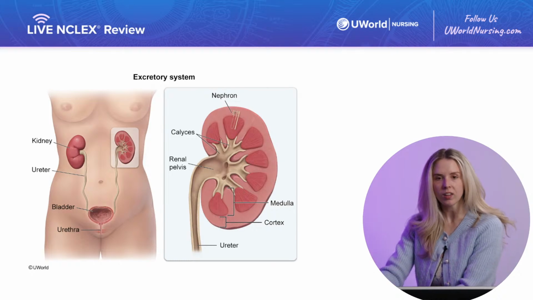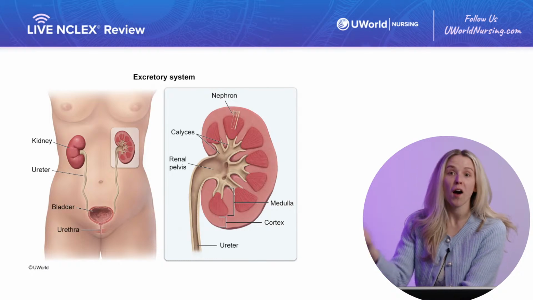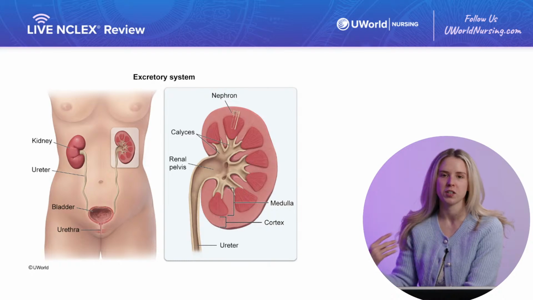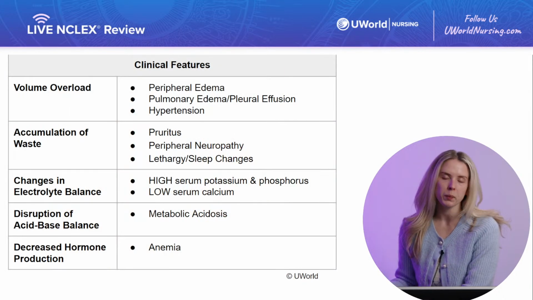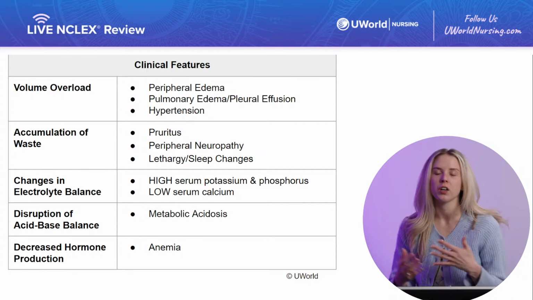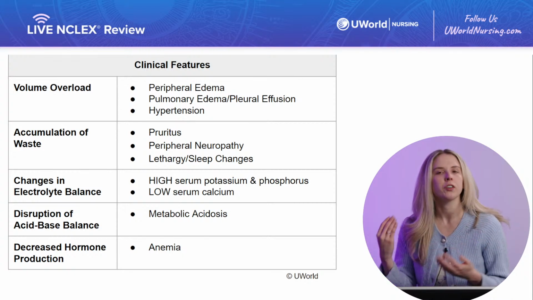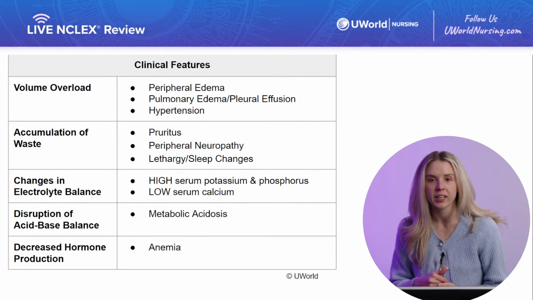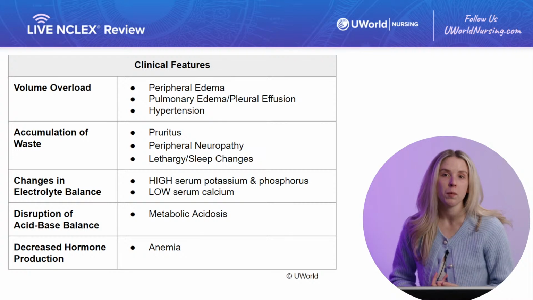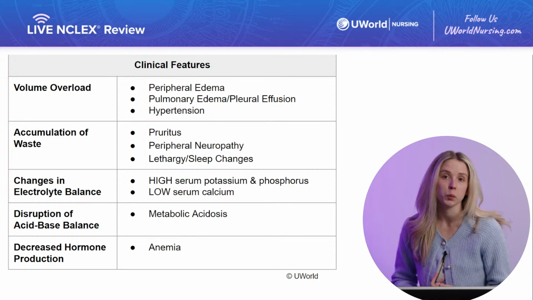Alrighty, so now that we talked about the causes, what are the clinical features? So let's go ahead and pull up our clinical features table. So a big thing we're going to see in these clients is volume overload. Essentially, these kidneys are not working at full capacity. They're not excreting what they need to be excreting, and this is going to manifest itself in a couple of different ways. So that volume overload can manifest as peripheral edema.